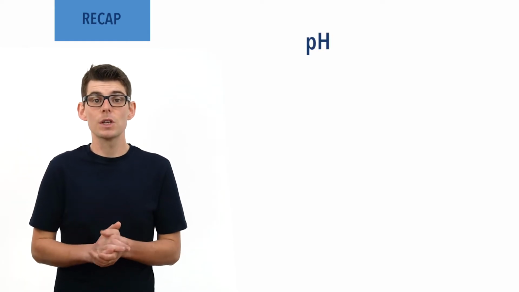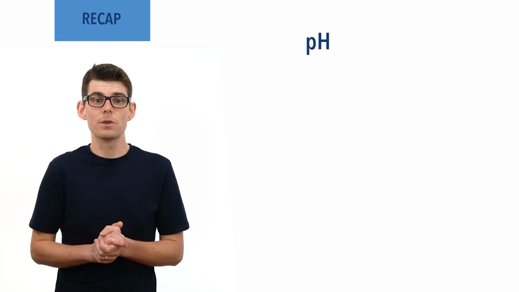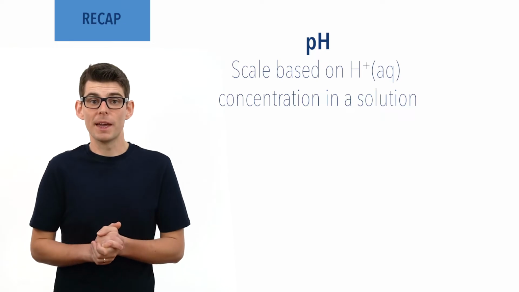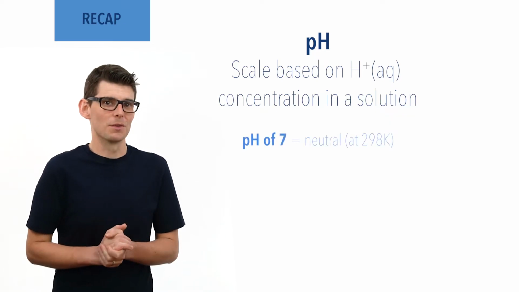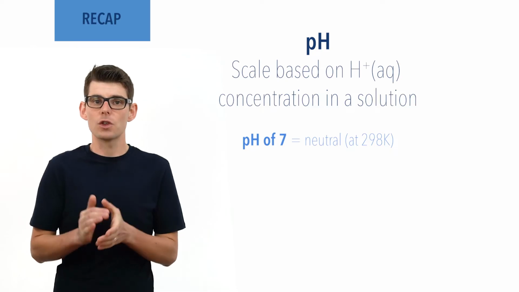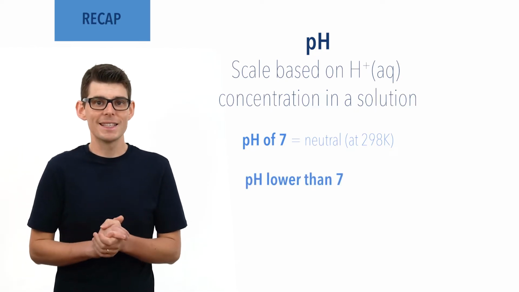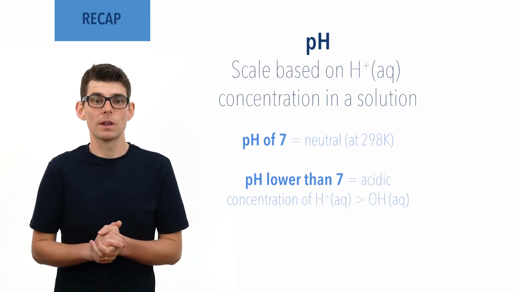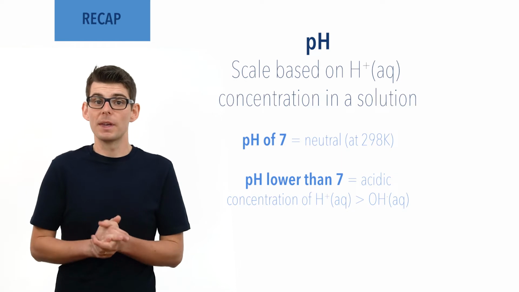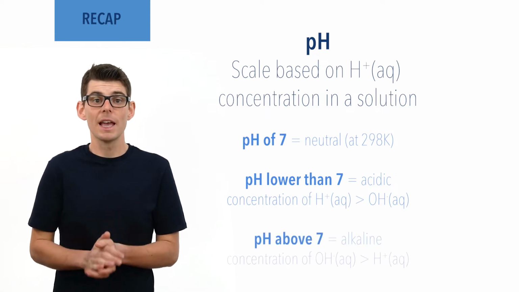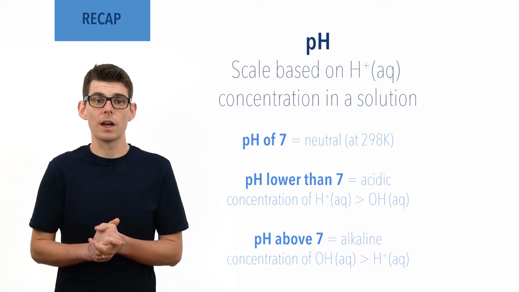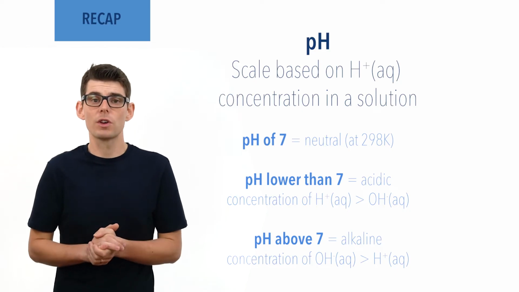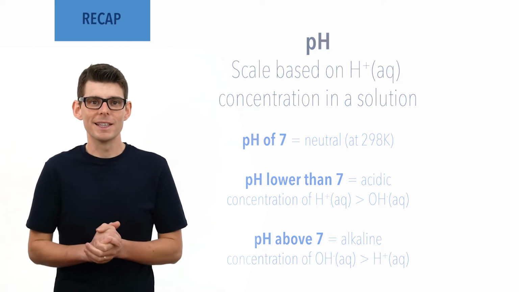pH is a scale used to represent how acidic or alkaline a solution is based on the concentration of H+ ions in it. A solution with a pH of 7 is considered neutral at 298 Kelvin, and a solution with a pH lower than 7 is described as acidic. The lower the pH, the more acidic the solution and the higher its H+ ion concentration. A solution with a pH above 7 is considered alkaline, and there is a higher concentration of hydroxide ions than H+ ions. The higher the pH value, the higher the concentration of hydroxide ions, and the more alkaline it is.